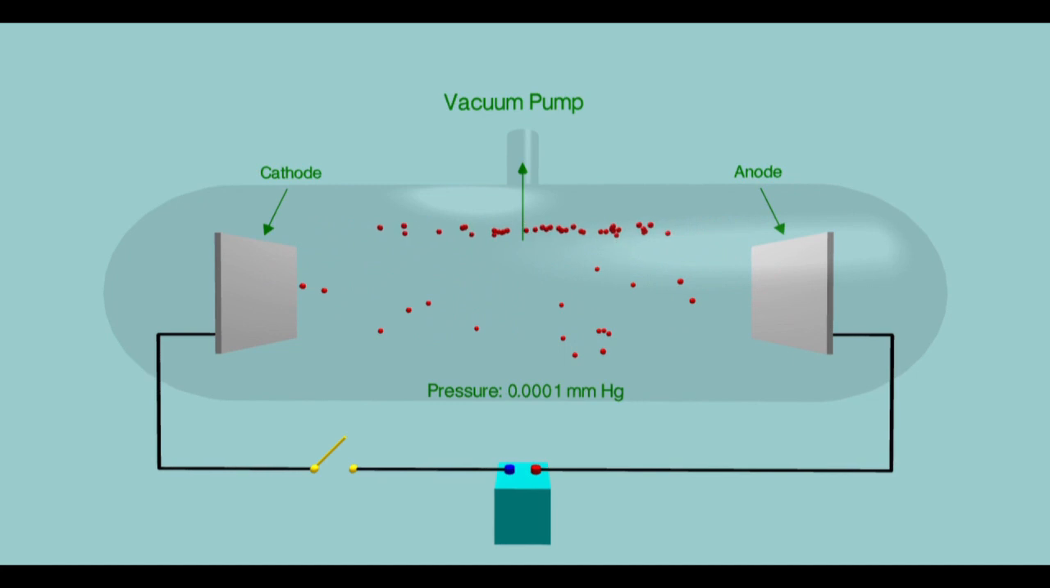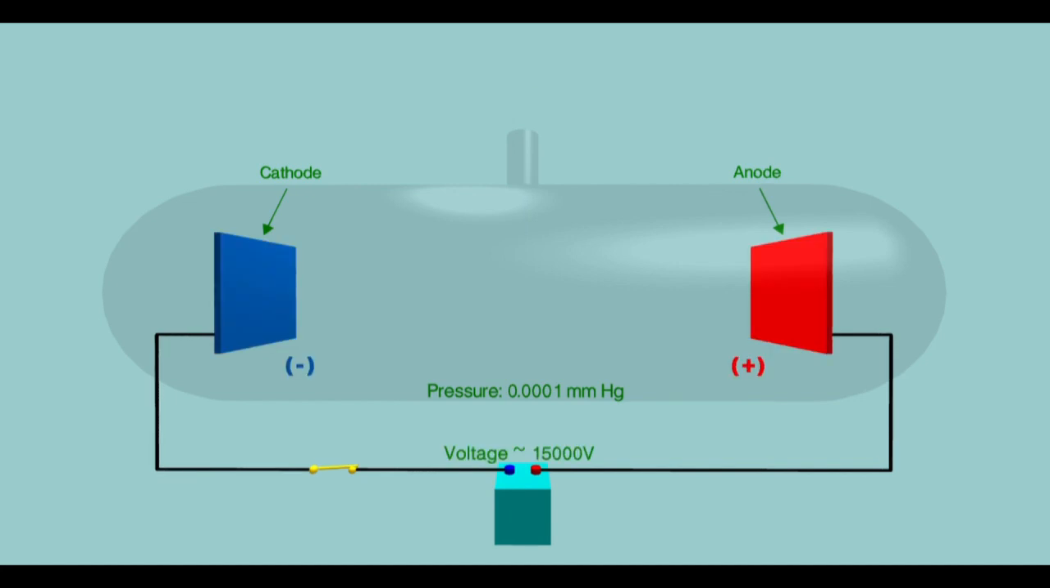Now, when the pressure in the tube was reduced to as low as 0.0001 mm of mercury by evacuation of gas molecules, and a very high voltage of about 15,000 volts was applied across the electrodes, a very strange behavior was observed. It was seen that a mysterious stream of particles started flowing towards the anode. Since they originated from the cathode, they were later named cathode rays.